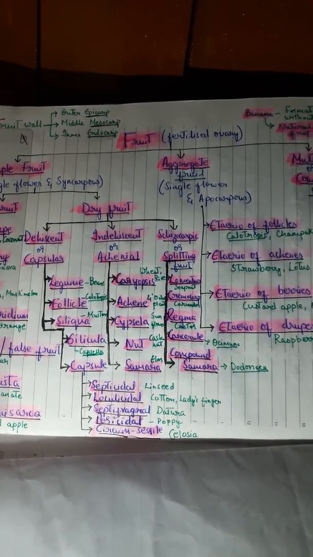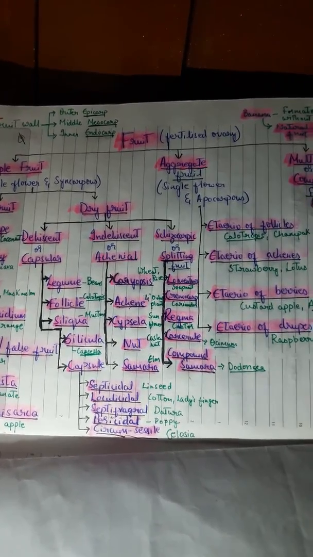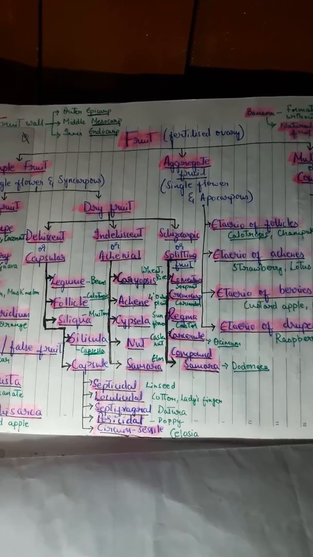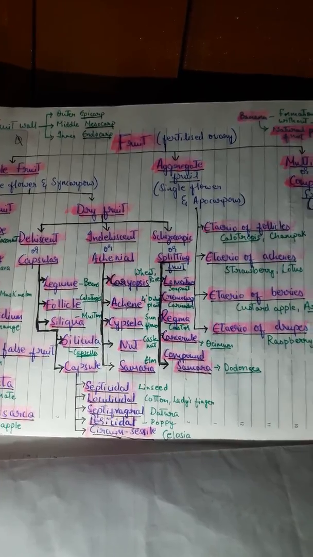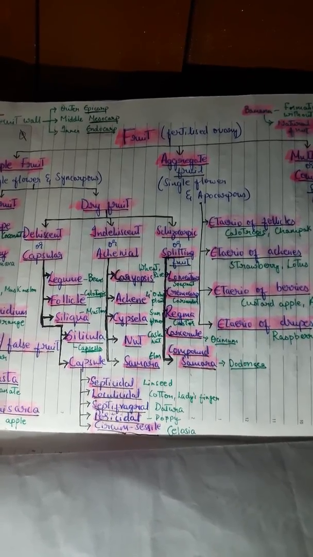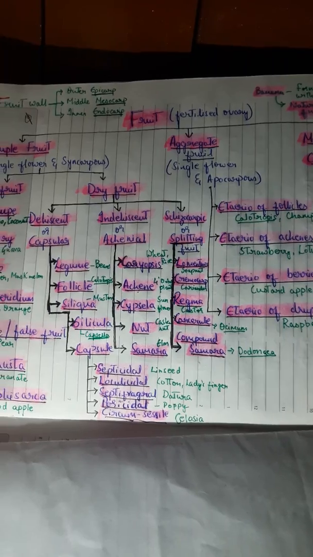So caryopsis, we notice this in wheat, rice, almost all the pulses, wherein the fruit wall as well as the seed wall are fused. So this is a characteristic feature of caryopsis.